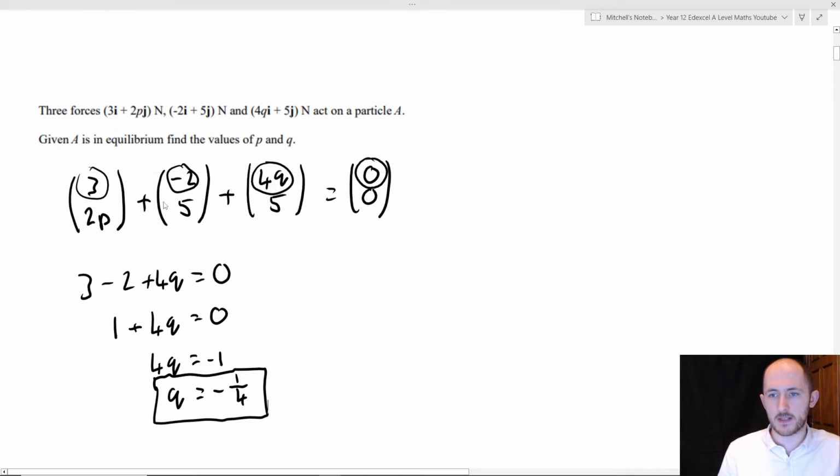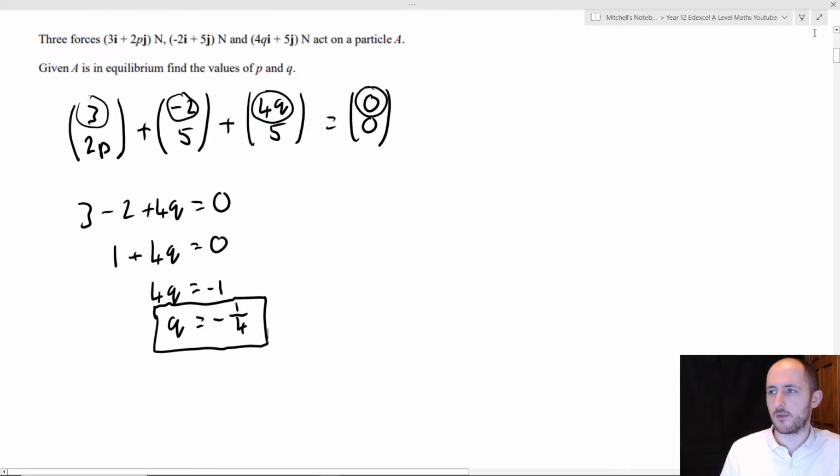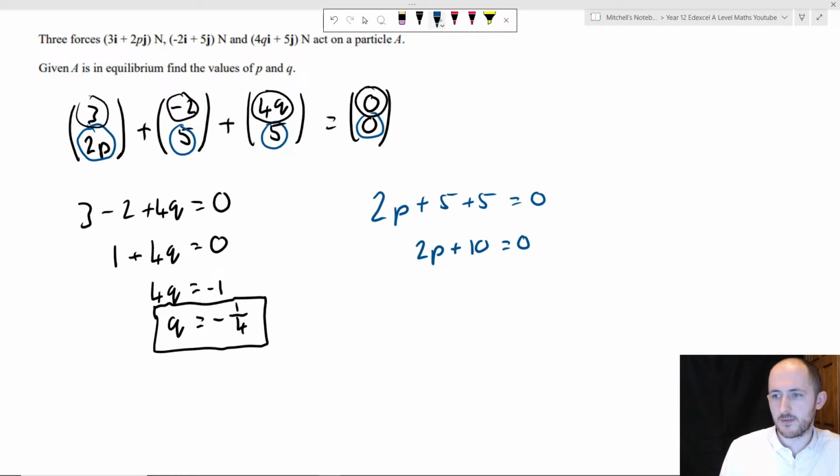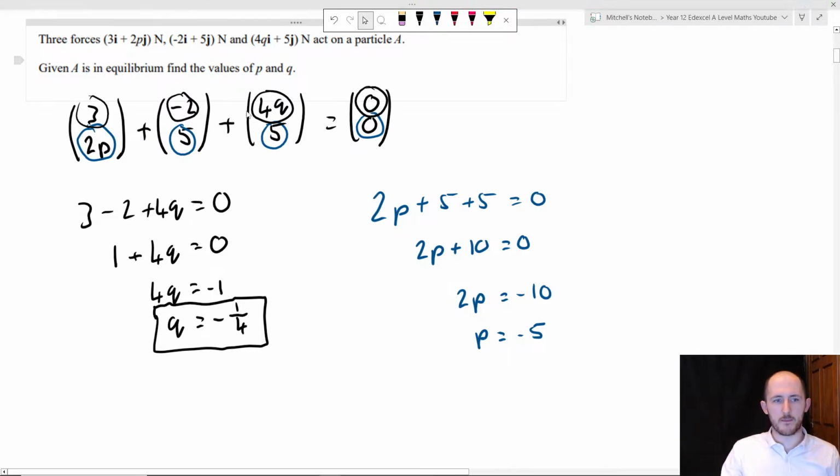Okay? So we've done that for the first one here. So now we're going to do the same thing for the bottom section. So these values here, again, we can treat them all completely separate from each other. Equals 0. So we have 2p plus 5 plus 5 equals 0. So we have 2p plus 10 equals 0. 2p equals minus 10, which means p is equal to minus 5. Okay. So I hope that makes some amount of sense.